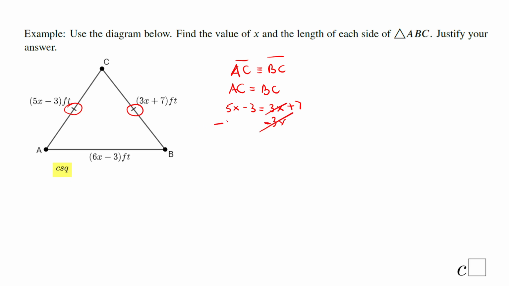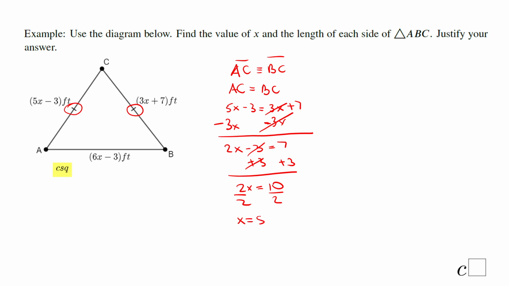I have to do the same thing on the other side. And we have 2x minus 3 equals 7. Add 3 here, and we end up with 2x equals 10. Divide by 2, and that will be x equals 5. So we did the first part, find the value of x. Now we need to find the length of each side.